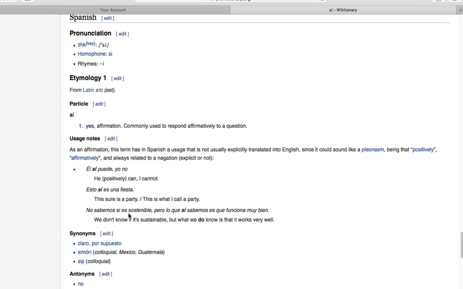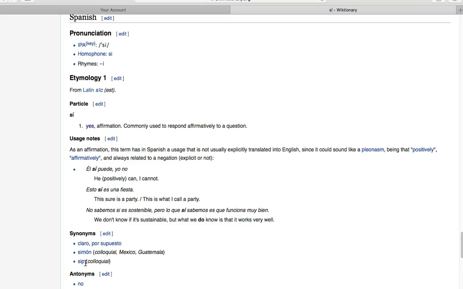No sabemos si es sostenible, pero lo que sí sabemos es que funciona muy bien. We don't know if it's sustainable, but what we do know is that it works very well. So here we have si as meaning if, and then we have it here as an affirmation. Synonyms: claro, por supuesto. Claro means clear, like yes, sí. Por supuesto means for sure. Simón, colloquial in Mexico and Guatemala, and sip is colloquial.